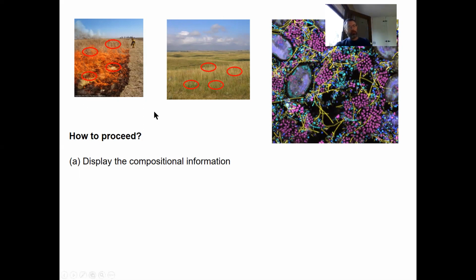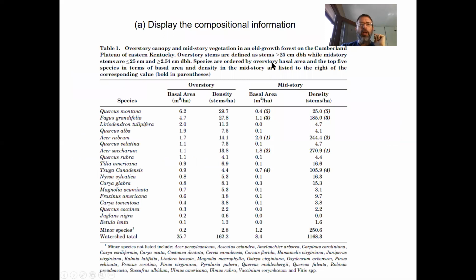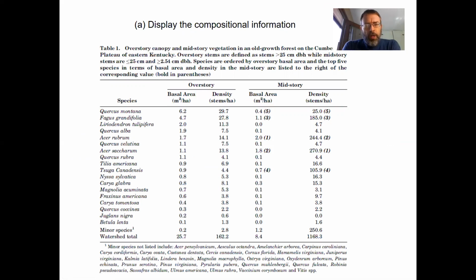Okay. First is display the compositional information. Here we go. Display the compositional information. Step one. So here's an example. This data table came from plots. On the plots were a bunch of different species. Here are the species. You don't have to know what those species are. But one thing you want to do is to communicate to your reader what's present in your plots. And this is one way to do it.